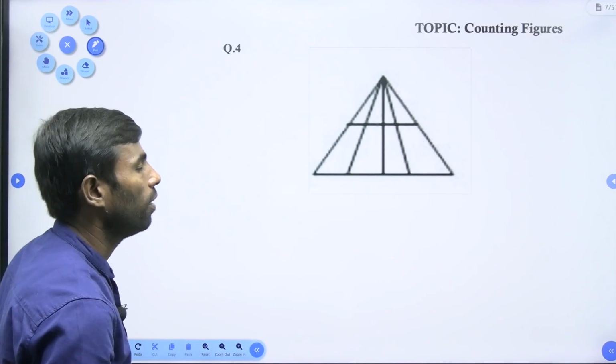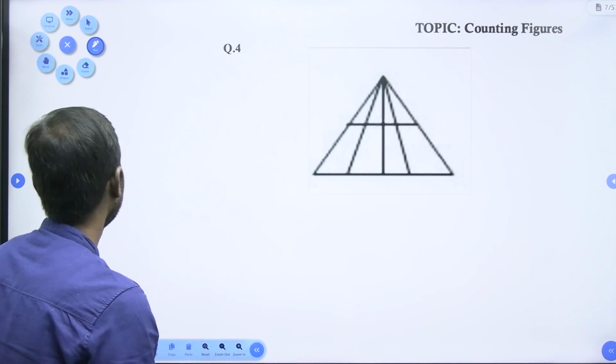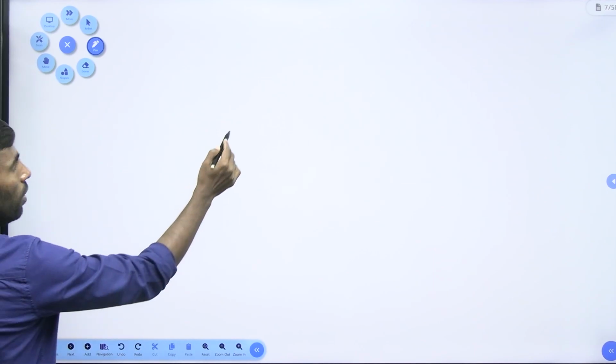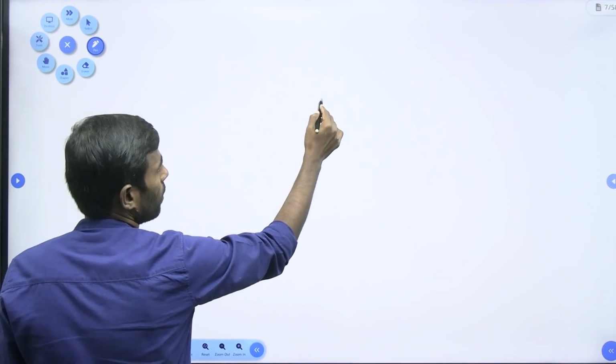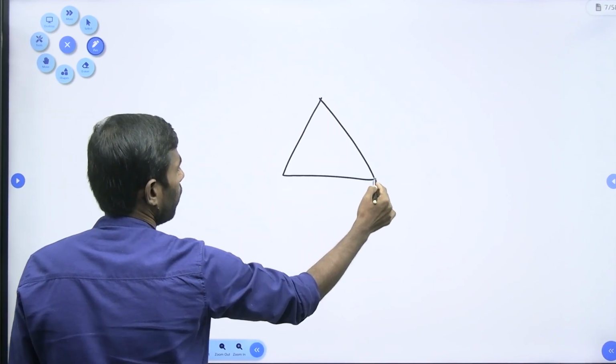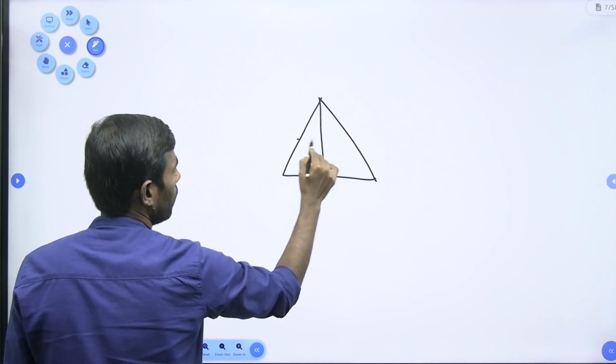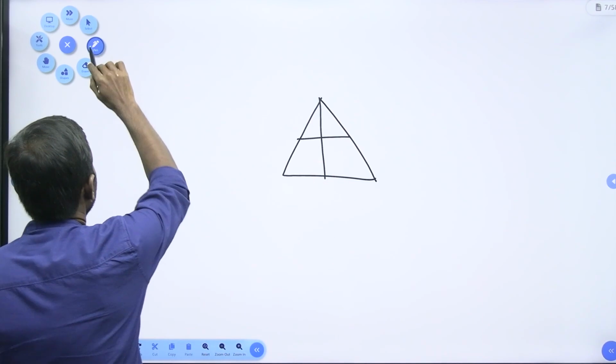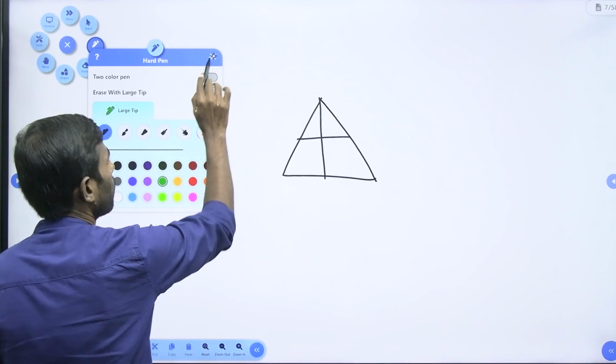Now, next model. Little extension to the previous one. Suppose the figure is like this. This is the triangle. This is one. This is the given figure. How many triangles are there in the given figure?